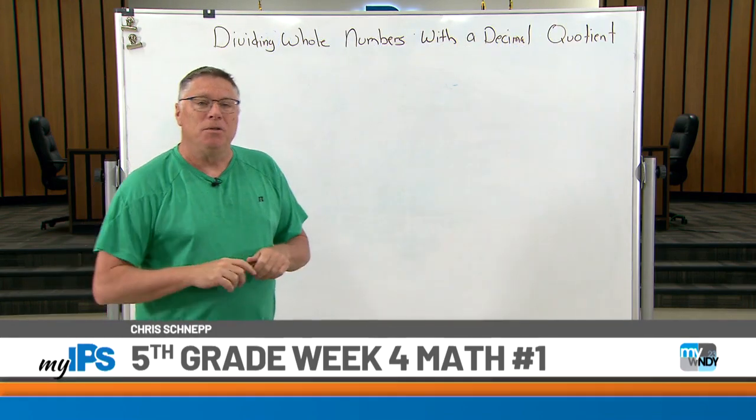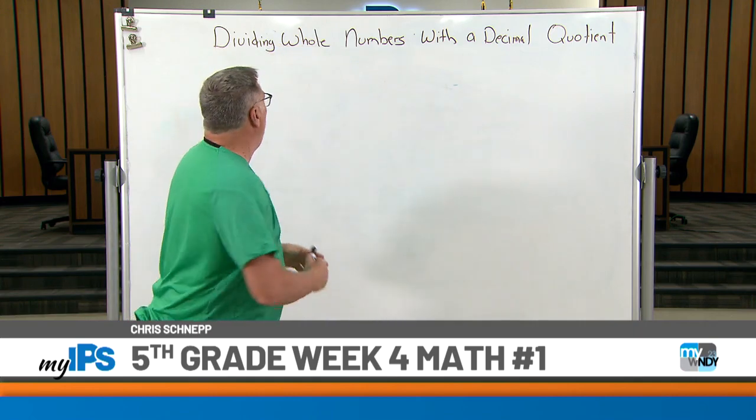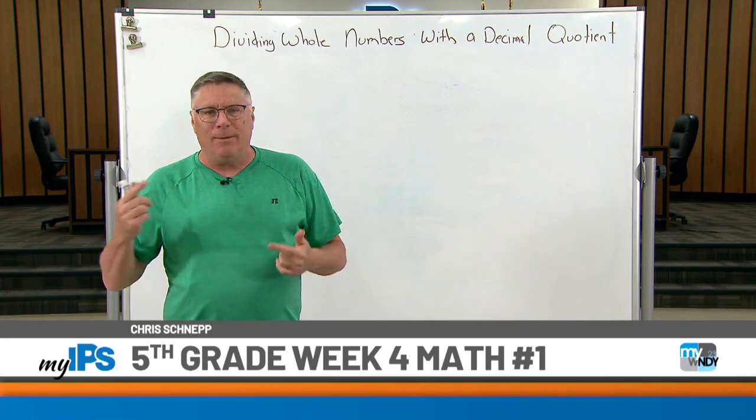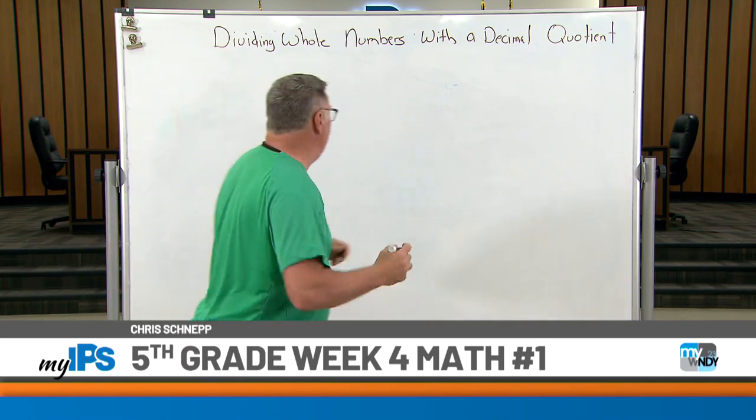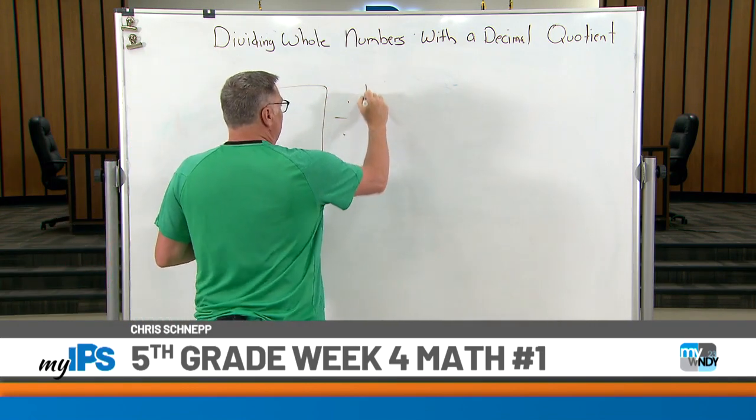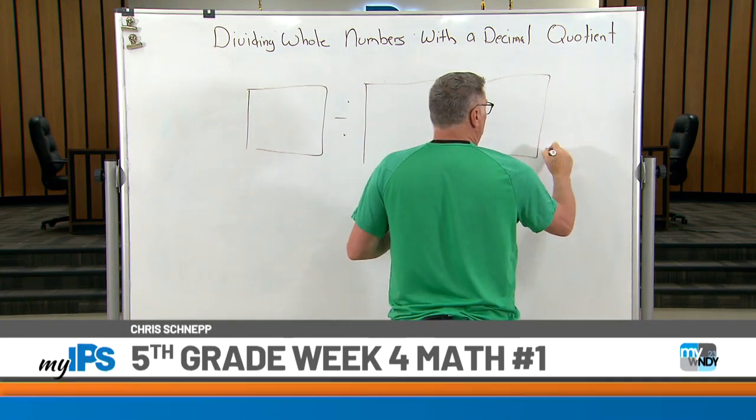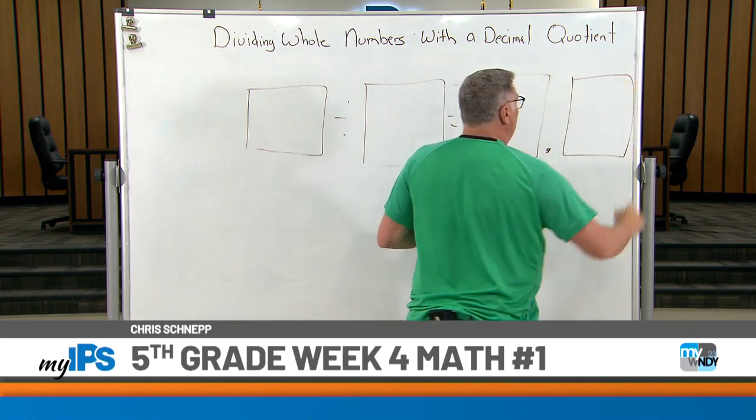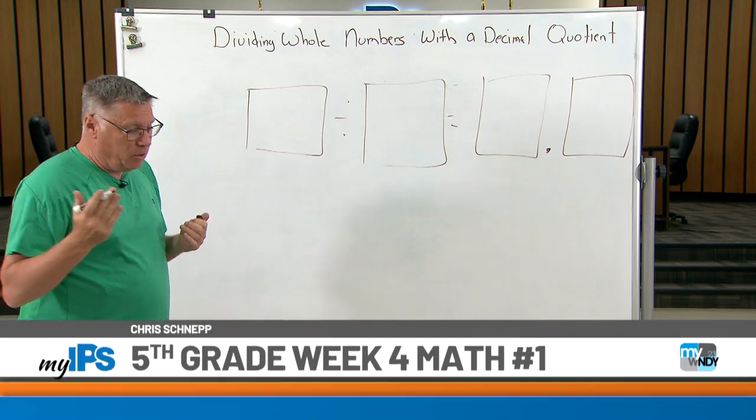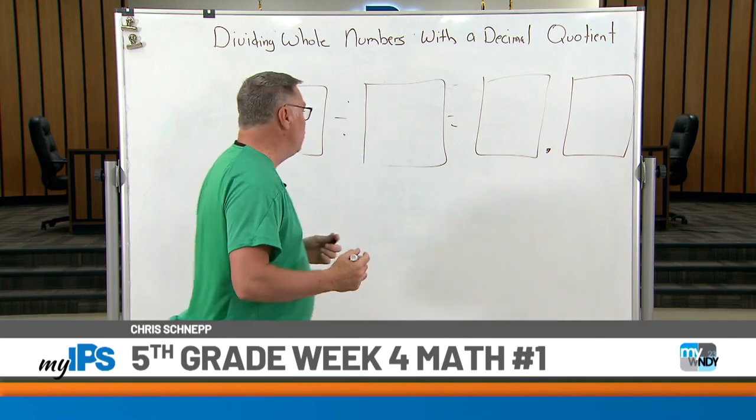Okay, the second thing we're going to do today is divide whole numbers with a decimal quotient. We've done a similar activity to this several times, where you had the boxes. And remember, you can only use one number between 1 and 9 to go in those boxes. I'm going to try a couple of examples for you, and we're going to see how this works.